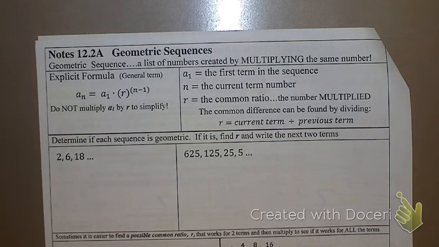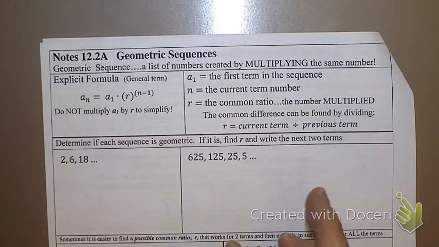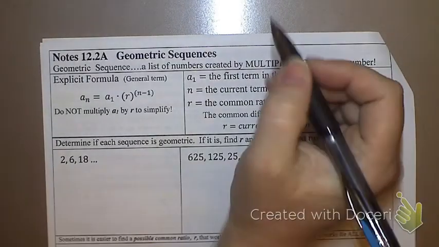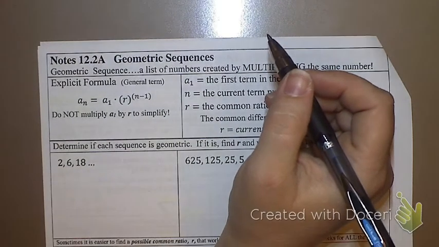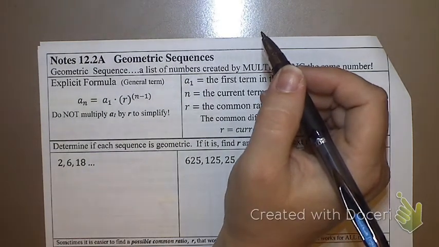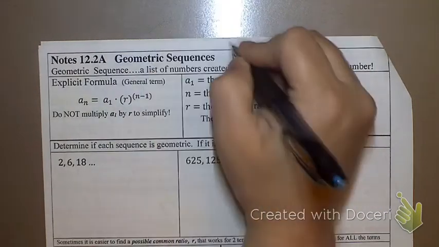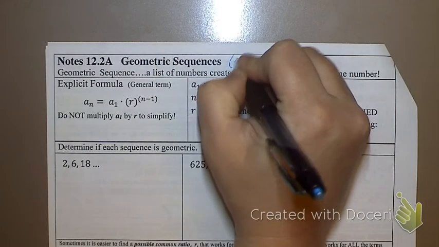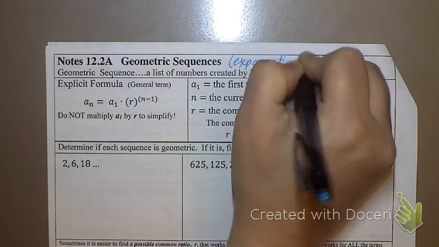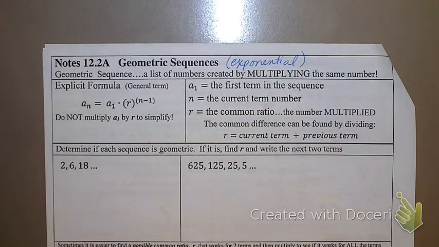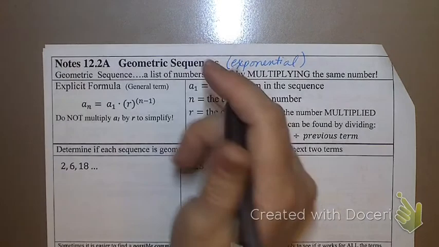So geometric sequences. Does anyone remember what another name for geometric sequences is? Anybody? What was that? Say it louder. Exponential. And if you remember, exponential functions had the x in the exponent, right?